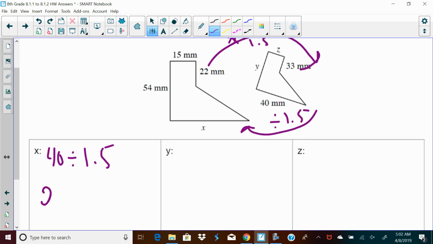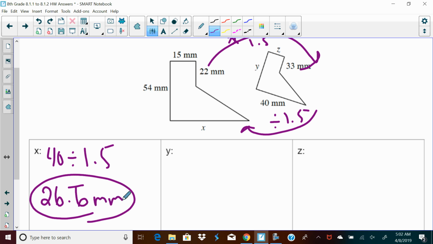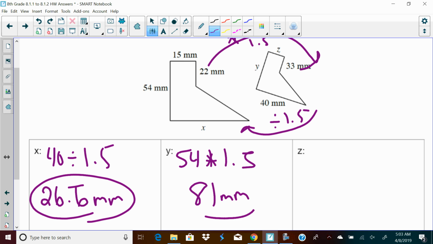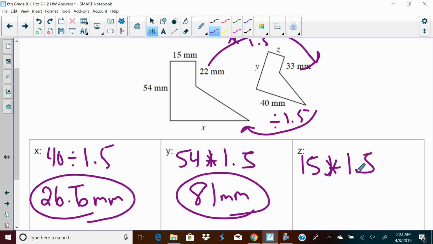And I get 26.6 repeating millimeters, or I could say 26 2/3. To get y, I'm multiplying, so I do 54 times 1.5. So I get 81 millimeters. And Z, I am multiplying, so I do 15 times 1.5. So I get 22.5.